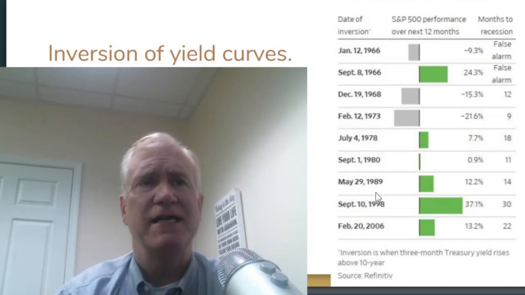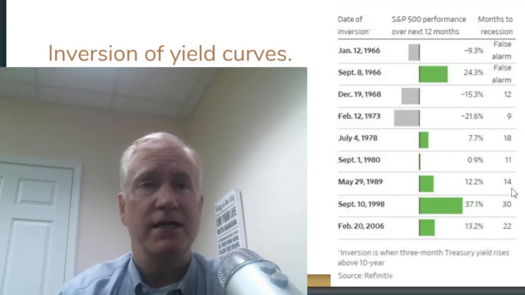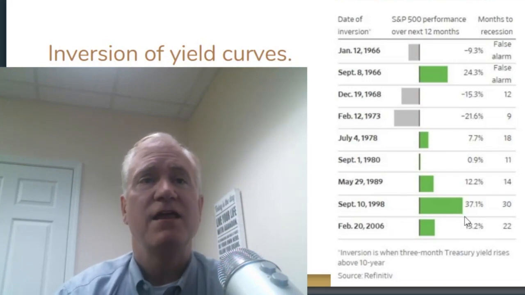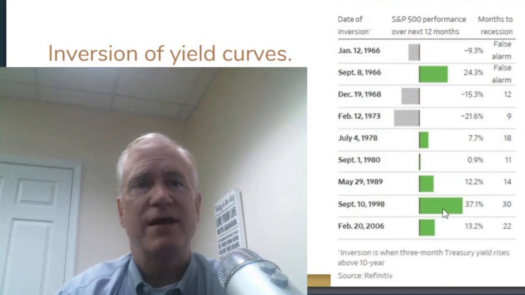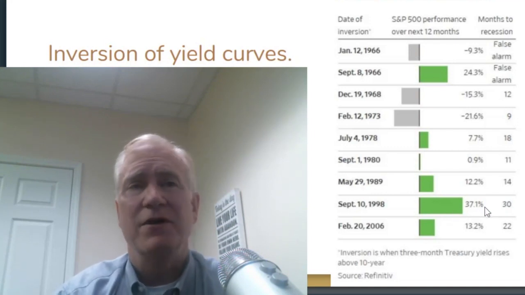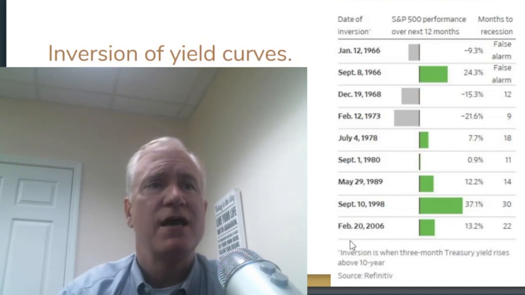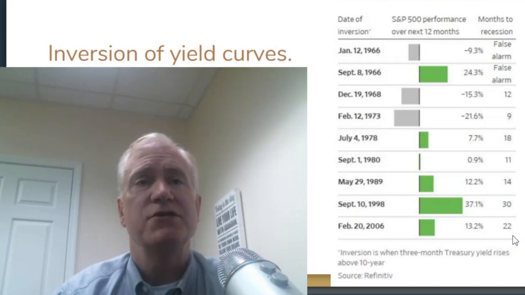May 29th, 1989, 12.2%. Great return. 14 months later, a recession did show up. Then September 10th, 1998, 37.71%. Bam! You would have missed that big return, and the recession didn't show up for 2.5 years. So can you really say that one predicted the other? I don't know. It could be correlation, not causation. And then February 20th, 2006, once again, double-digit return. Recession showed up 22 months later.